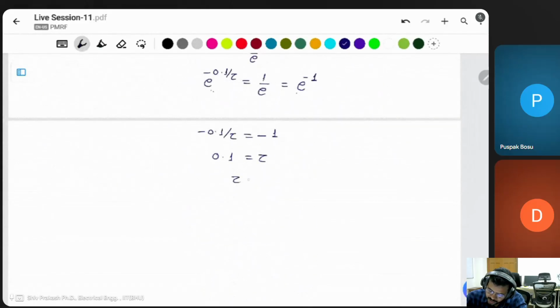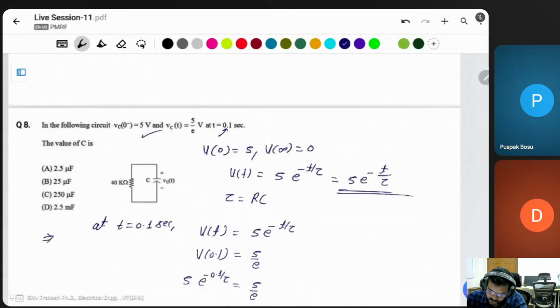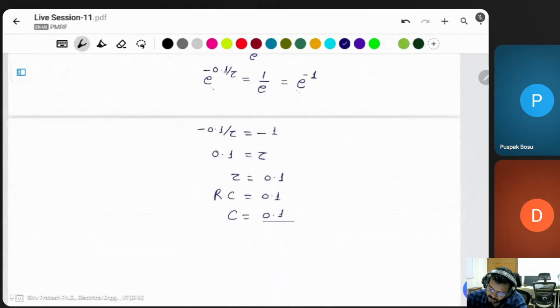If tau is given as 0.1, what is tau? Tau is RC. RC is 0.1. What is the capacitor C? 0.1 divided by R. R is given in the question as 40 kilo ohm, that is 40 into 10 to the power of 3. Oh, sorry, kilo ohm. Positive, this is not negative.